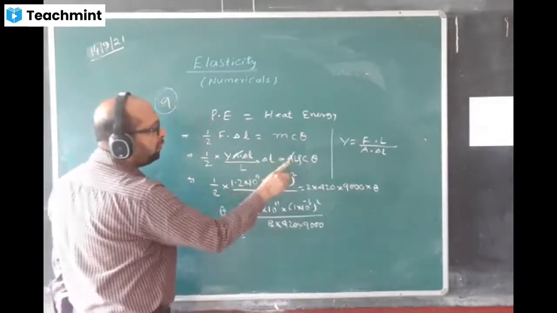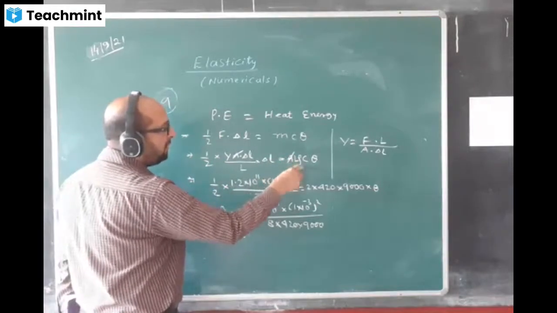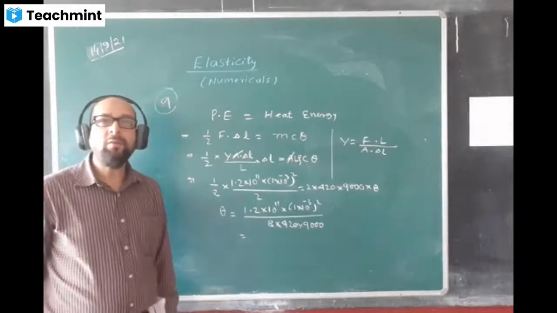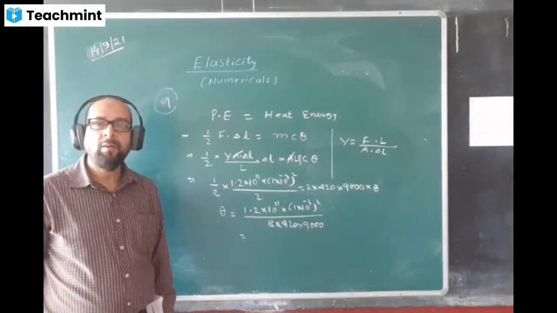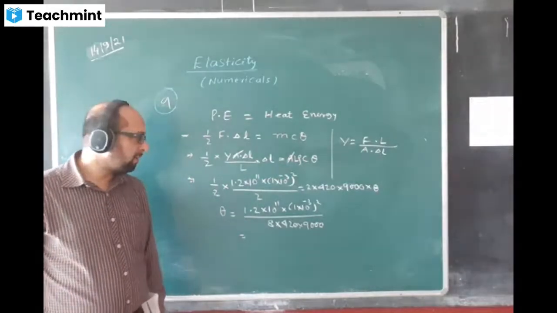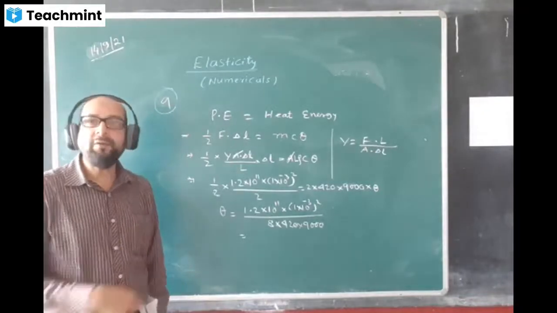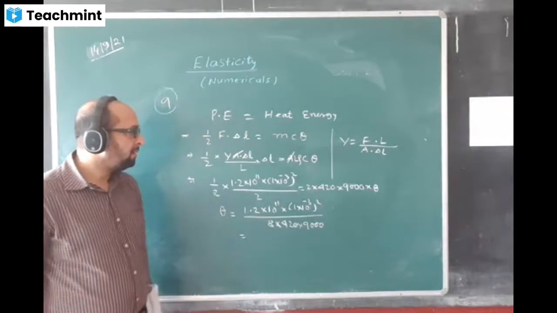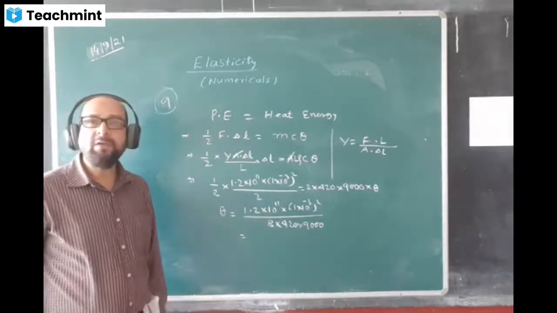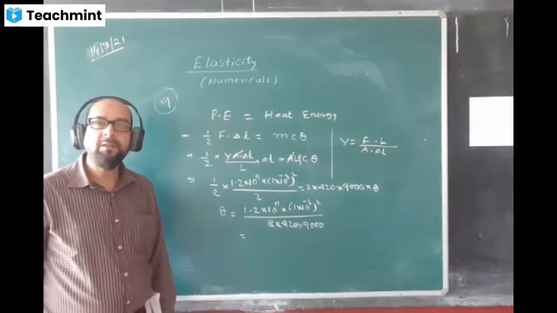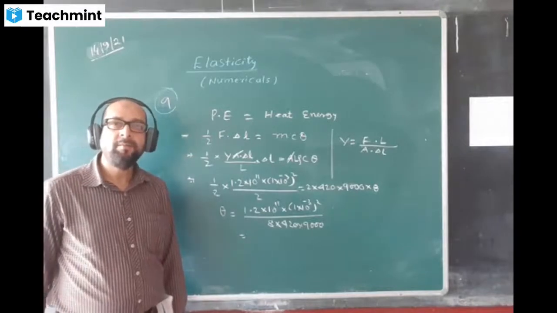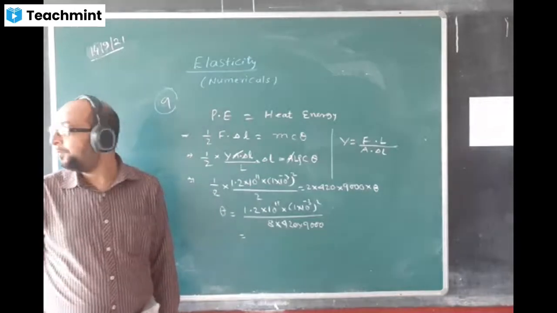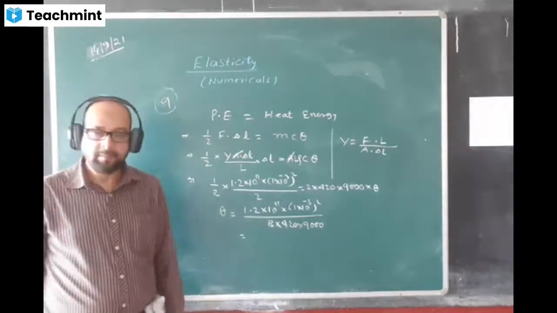Mass is equal to volume into density. Volume is area of cross section into the length, into the density. Density I had forgotten to write. I am writing it now. Now check your answer. Density is also given in the question. I must put the value of density somewhere. I'm putting the value. Check your answer. What is the answer?